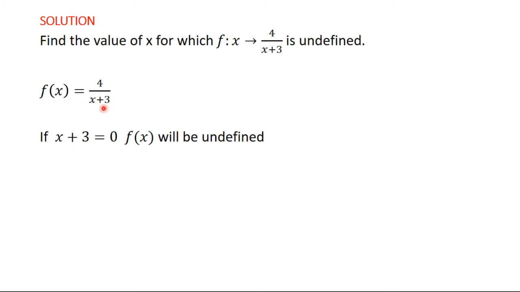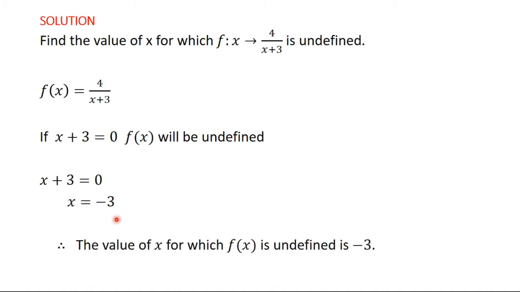So equate the denominator to 0 and solve for x. So x plus 3 is equal to 0. To find x, we bring 3 to this side, so we are going to have x is equal to negative 3. So what this means is that the value of x for which f of x is undefined is negative 3. If we replace x with negative 3, we are going to have negative 3 plus 3, that will be 0. So we are going to have 4 over 0, and that will make the whole function undefined. x can be any other number, but immediately x becomes negative 3, this whole function becomes undefined.